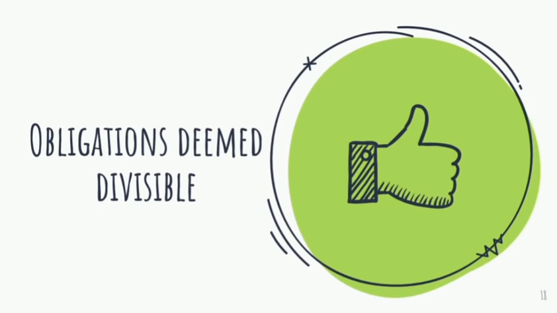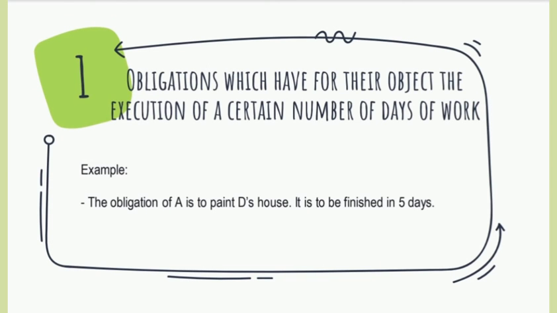So there are 3 instances naman if an obligation is deemed divisible. First, obligations which have for their object the execution of a certain number of days of work. For example, the obligation of A is to paint this house. It is to be finished in 5 days. So masasabi natin na divisible obligation siya because it requires several days for the obligation to be fulfilled.